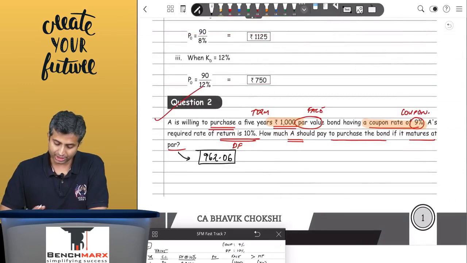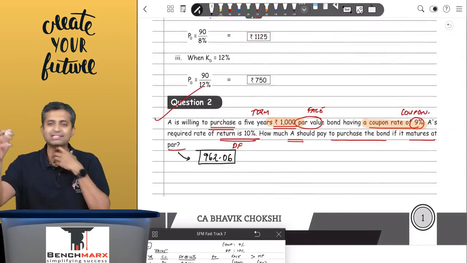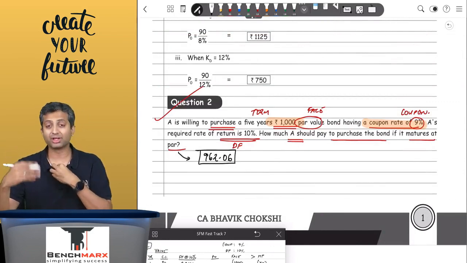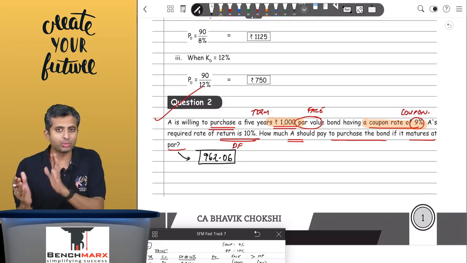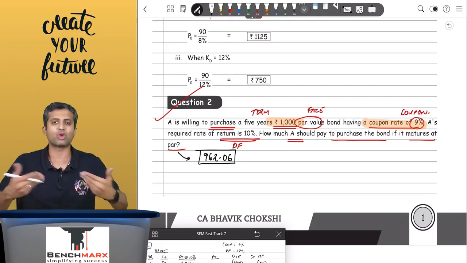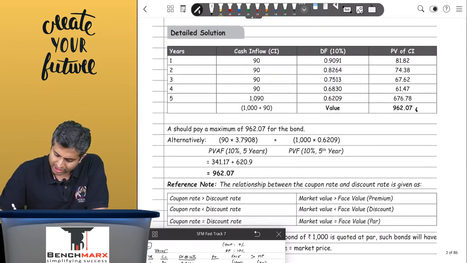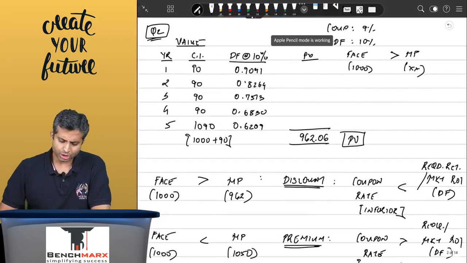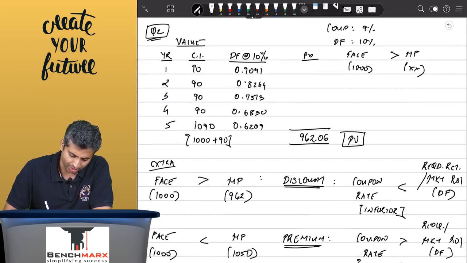So we have explained this in the sheet as well, for which we will practice this valuation. You can find the 962 very easily. However, to understand why should it be lower than 1000, why should it be more than 1000, will need some bit of practice. It will not come naturally. Achha, like over here, this is 962.07. Okay, and A should pay a maximum of 962 for the bond. Okay, so this is extra knowledge for your extra cross-checking purpose.